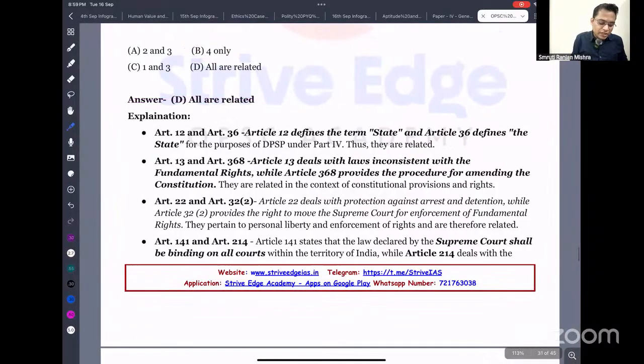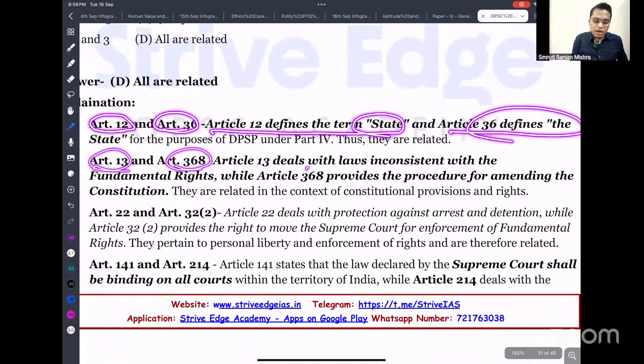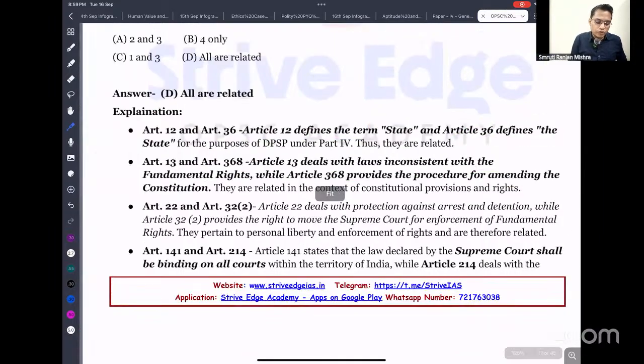So you can see Article 12 and Article 36. Article 12 defines the term state. Article 36 also defines the state. So Article 13 and Article 368: law inconsistent with the fundamental rights, while 368 provides the procedure for amending the constitution. So they are also related.